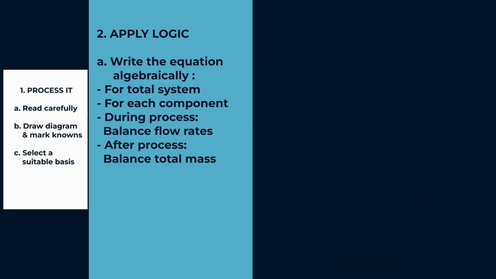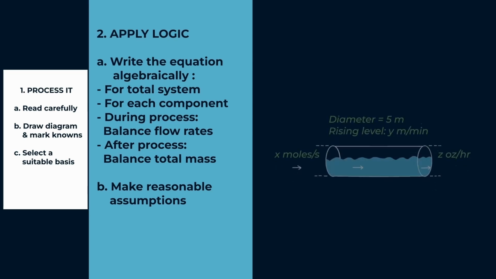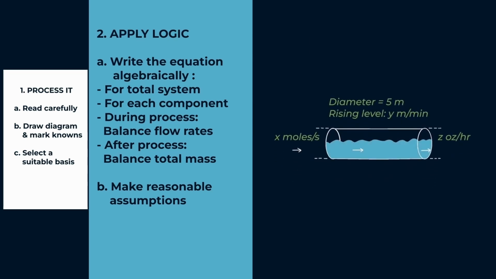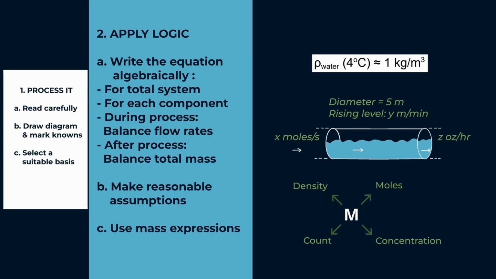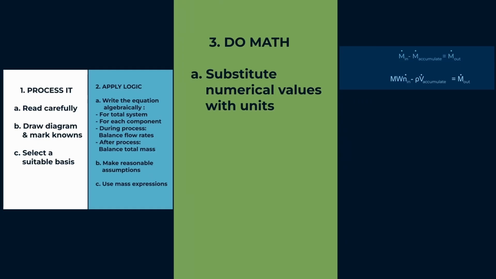Figure out which of the quantities are known or computable with the known information and which quantities are unknown. Pre-fill any unknown quantities based on reasonable assumptions if possible. For example, we can assume the density of water to be 1 kg per meter cube if the density or temperature is not specified in the problem. Rewrite all the mass terms using the appropriate mass representation as we learned earlier. Substitute the numerical values along with the units.